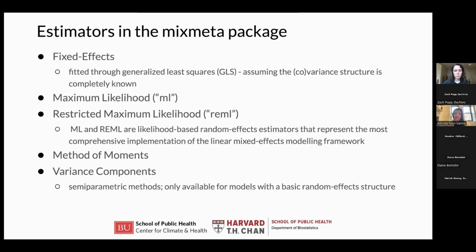By comparison, you have some semi-parametric methods, including the method of moments and the variance components methods, but these are only available for models with a very basic random effect structure. So, we don't have the assumption that we completely know our covariance structure in our model, and we also don't have a basic random effect structure, so we'll go with this intermediate of the maximum likelihood estimation method.